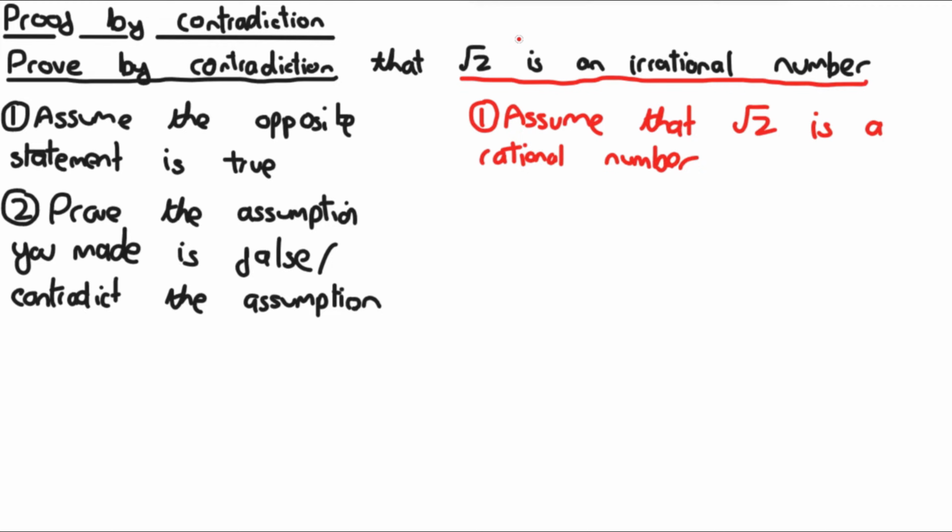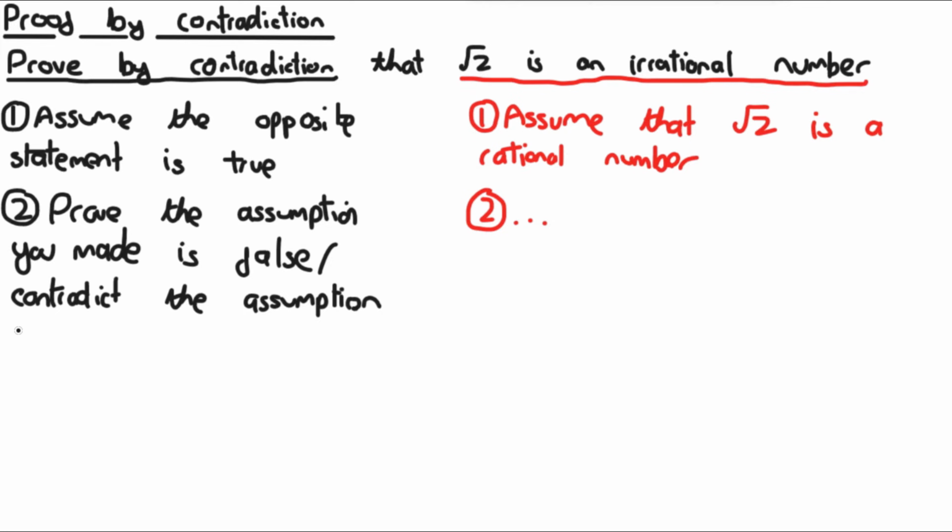And then the second step is to prove that the assumption you made here is false, and you need to contradict it. This is where the name proof by contradiction comes from. This is basically the actual mathsy part of the proof, and for this question we'll go through in a sec how to do it.